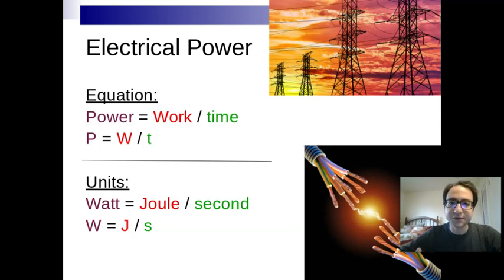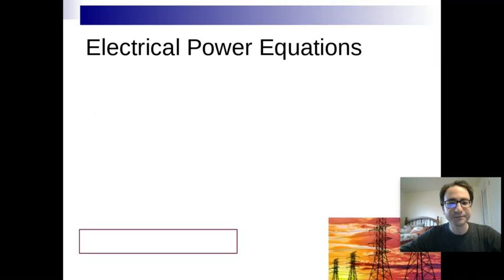It can be confusing because the watt as a unit is a W, but work as a variable is also a W, so don't get confused. If you want to just write the whole word out every time, whether it's the unit or the equation, be my guest, but just be careful about that, please.